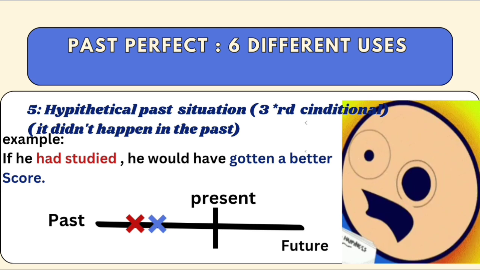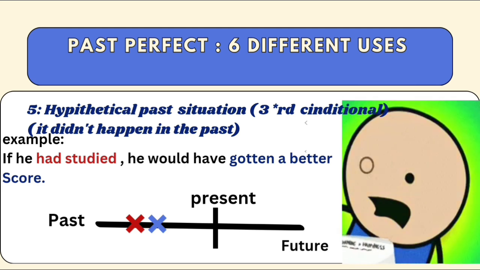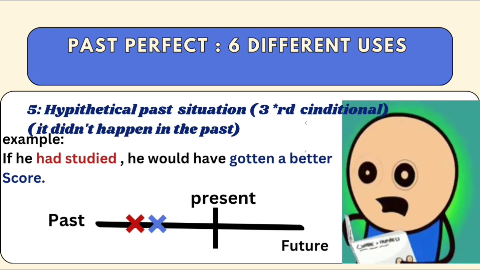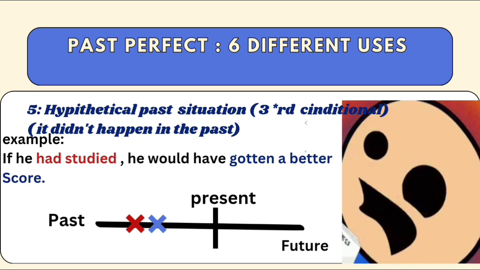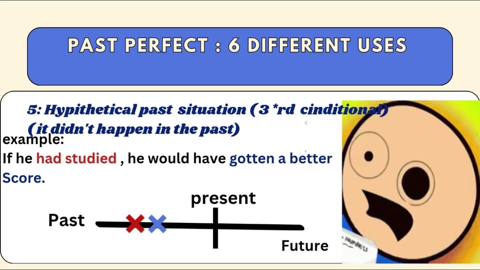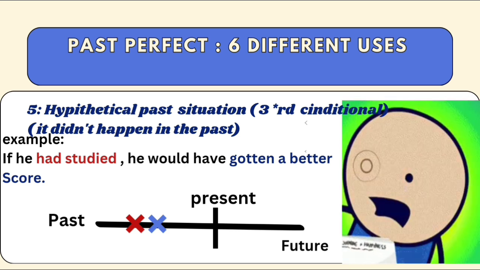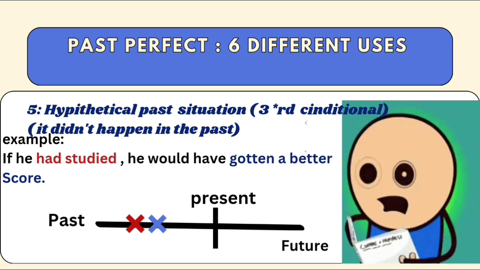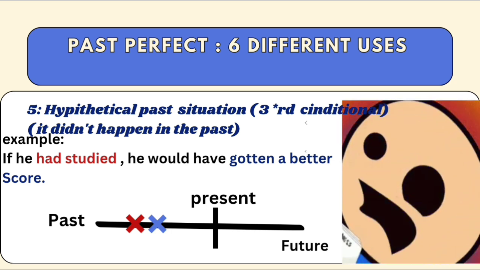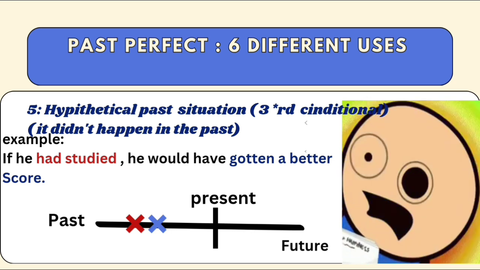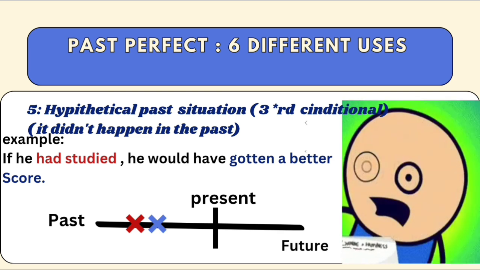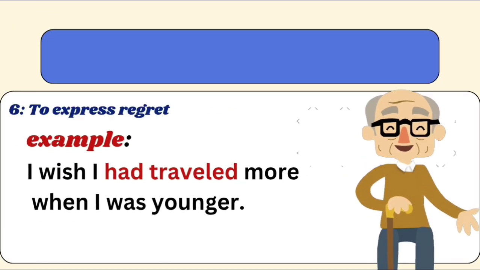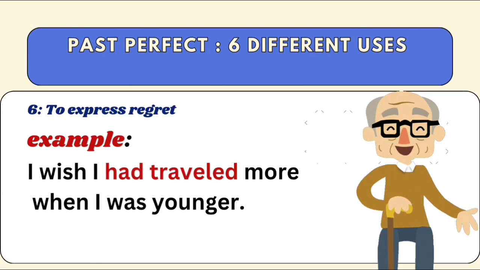Another example. If he had studied, he would have gotten a better score. He got an F on his test because he didn't study. But if he had studied, that would have been the first action, he would have gotten a better score also in the past. To express regret. Okay, this one is very useful. I wish I had traveled more when I was younger.